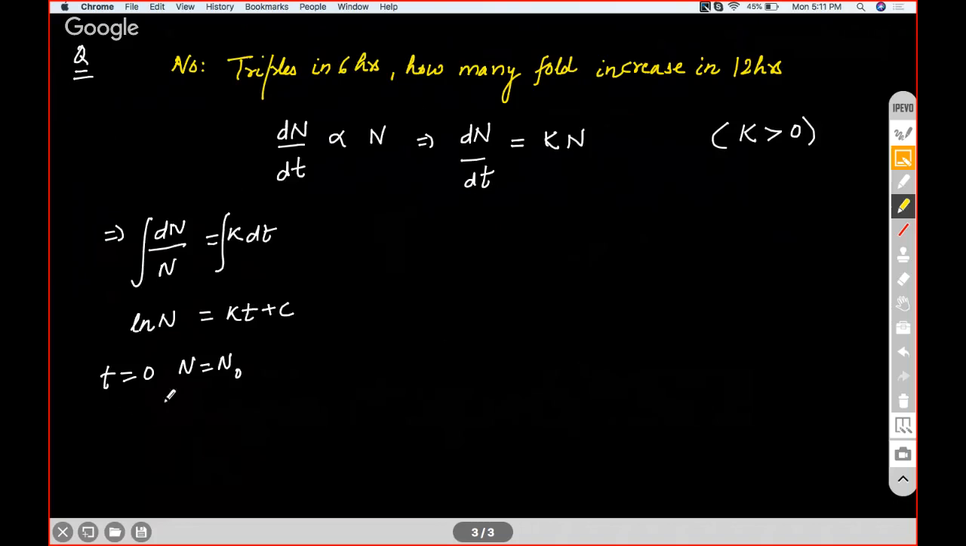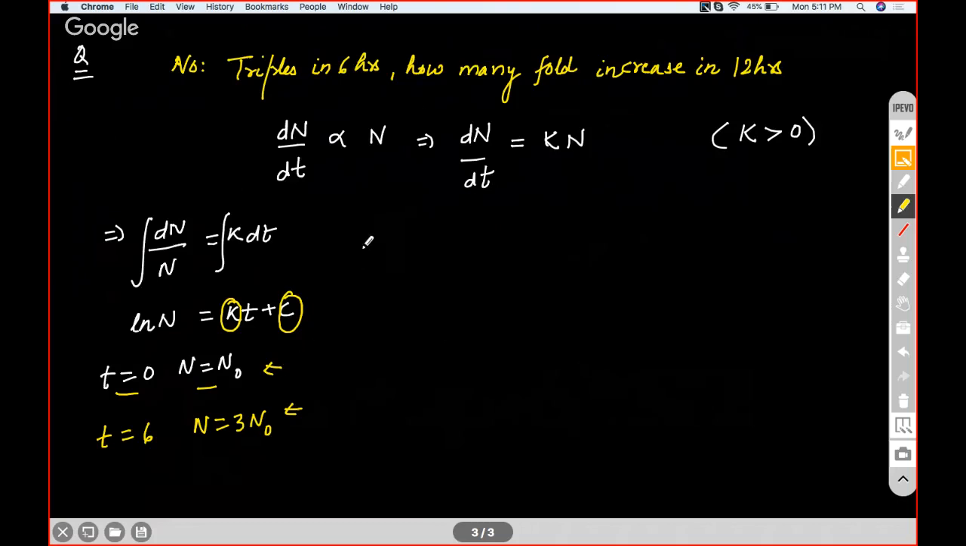So n naught will be at 6 hours? No. n naught is at t equal to 0. At 6 hours, n will be 3 n naught. Now I need these two conditions because I am not given the value of the proportionality constant, nor do I know my constant of integration. So these two will help me figure out my k and c.